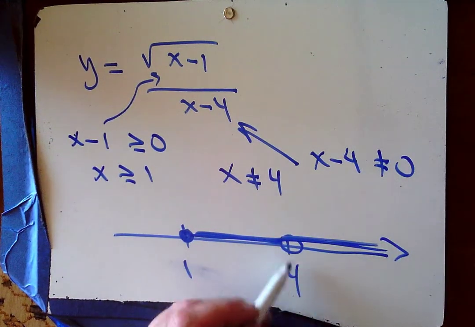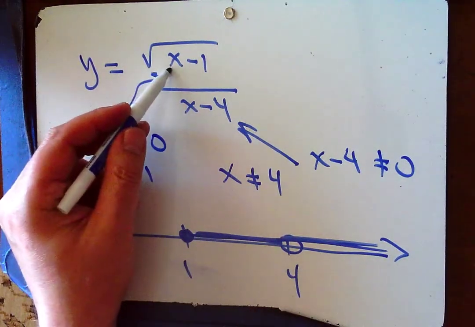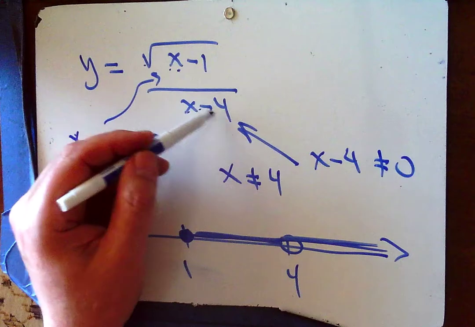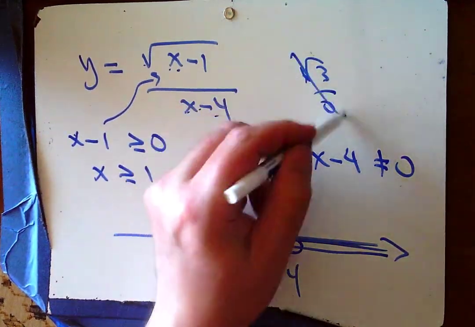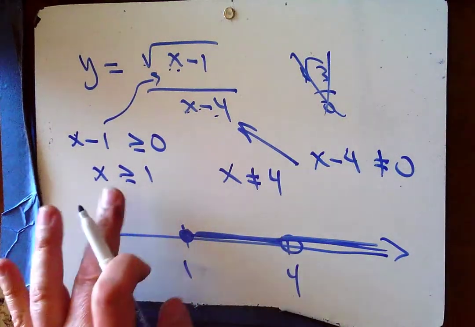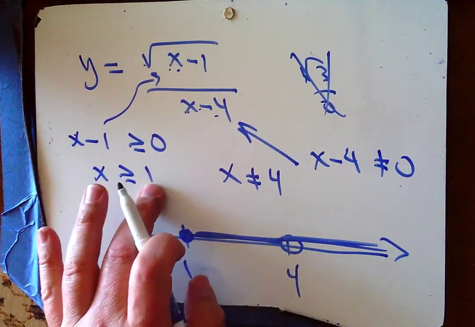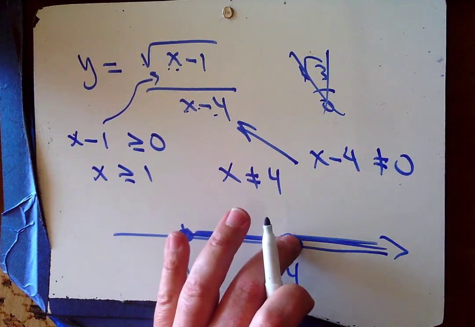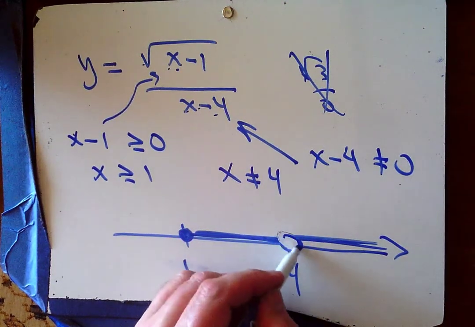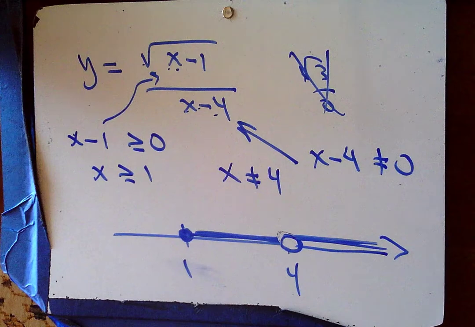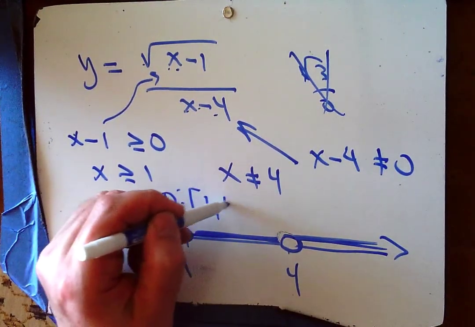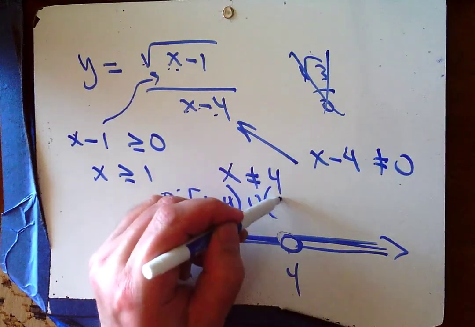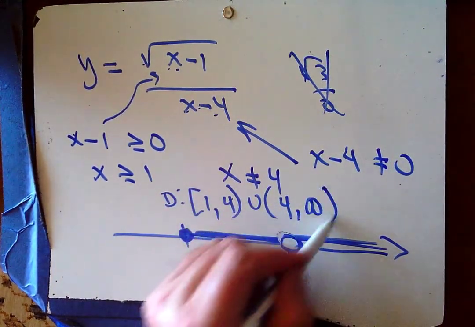Mr. Kukla, what happens at 4? Well, let's test and see. What happens if you plug a 4 in? Square root of 3, no problem, but 4 minus 4 is 0. I can't have root 3 over 0. That's undefined. So even though this is saying greater than 1, and 4 is greater than 1, that hole does not get filled in. Remember, with domain, it's the most restricted case. So our domain will be 1 to 4, union 4 to infinity.